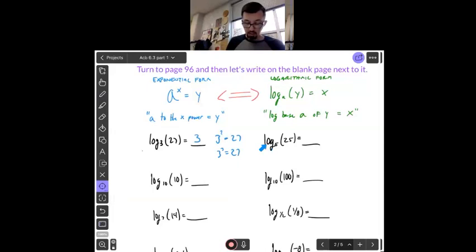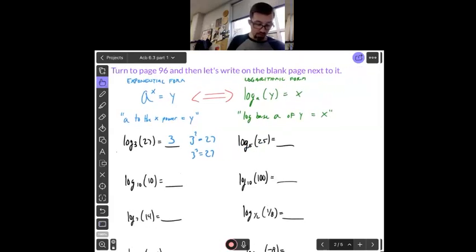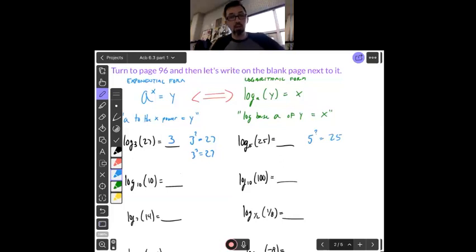Okay. Log base 5 of 25 is how I say that. That's how you read that. What does that mean? It means 5 to the what power is 25? I'll give you a different way to say that: 5 to the what is 25? What do I raise 5 to in order to get 25? More wordy, it's harder to say.